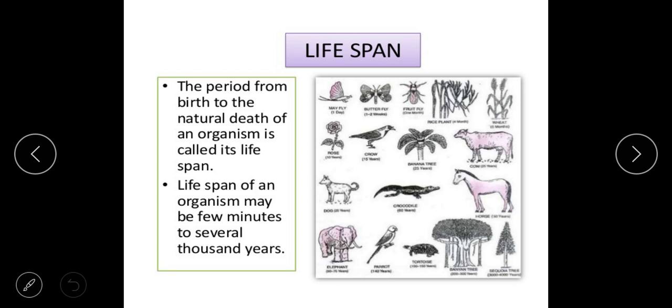Every organism has its own lifespan. Lifespan is the period between the birth and the natural death of an organism. There are some organisms which have lifespans of a few minutes, and there are some which have a lifespan of many years.